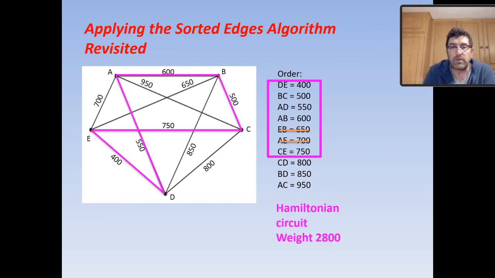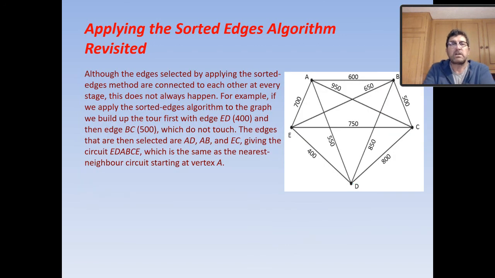So those are the sides that form the Hamiltonian circuit using the sorted edges algorithm. The total weight corresponds to the minimum total weight that we got. So we were lucky in this case. It did indeed bring us to a Hamiltonian circuit of minimum weight. Although the edges selected by applying the sorted edges method are connected to each other at every stage in some cases, this does not always happen. For example, when we chose the first two edges, DE and BC, they weren't close to each other. They did not even touch. The edges that we then selected were AD, AB, and EC, giving the circuit EDABCE, which is the same as the nearest neighbor circuit that started at vertex A.